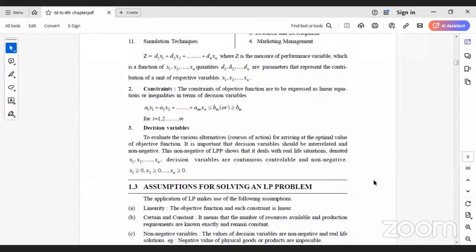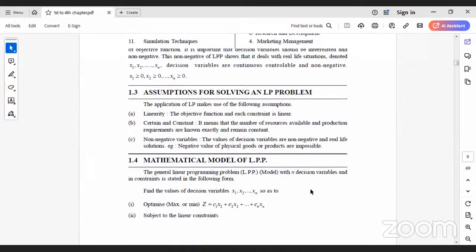So decision variables, they will ask in the problem: solve the decision variables to evaluate the various alternative courses of action for arriving at the optimal value of the objective function. It is important that the decision variables should be interrelated and non-negative. This non-negative LPP shows that with real-life solutions denoted x1, x2, x3 and so on xn, we are taking decision variables continuous, controllable and non-negative: x1 greater than 0, x2 greater than 0, and so on xn greater than 0. They will ask this major one in the examination, an important assumption for solving LP.